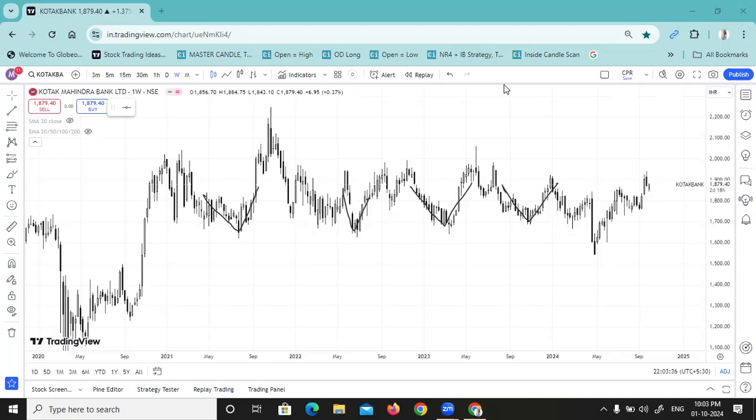And for resistance, what we will do, we will look for the A formation. So here you can see this is looking like an A formation. This is looking like an A formation. So all tops also you will see almost at the same level.